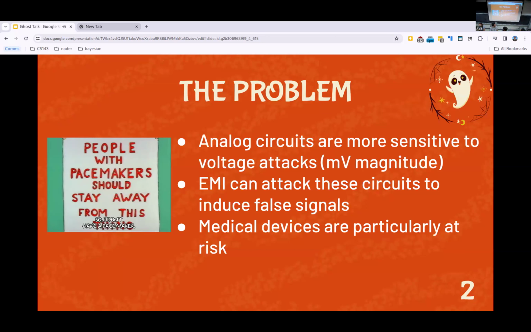Okay, so the problem that this paper is addressing is that analog circuits are a lot more susceptible to voltage attacks than digital circuits. And this is because digital circuits require higher voltage for interference, while analog circuits operate on a much smaller voltage magnitude. So it requires a lower voltage for such interference. So EMI, or electromagnetic interference, can attack these circuits and induce false signals. And in particular, this paper is addressing these types of interference in regards to cardiac devices.